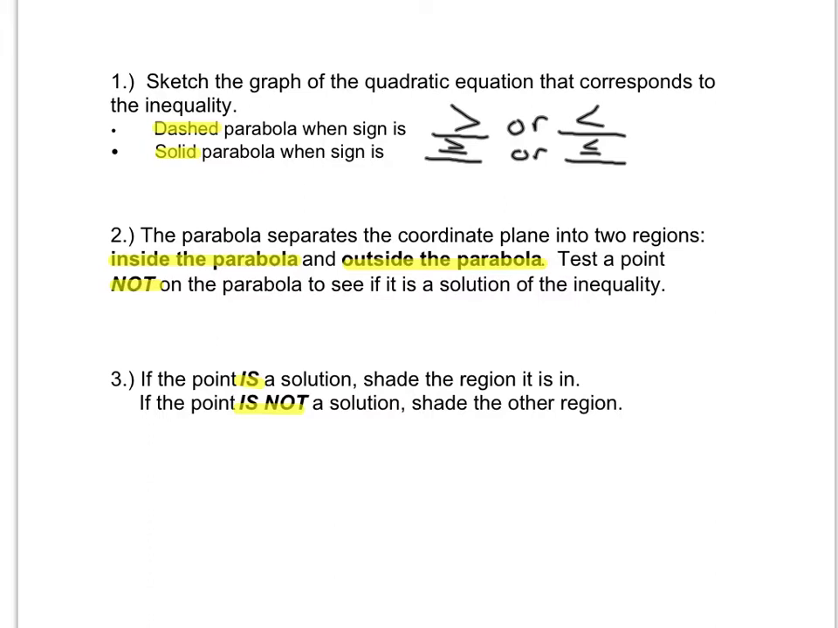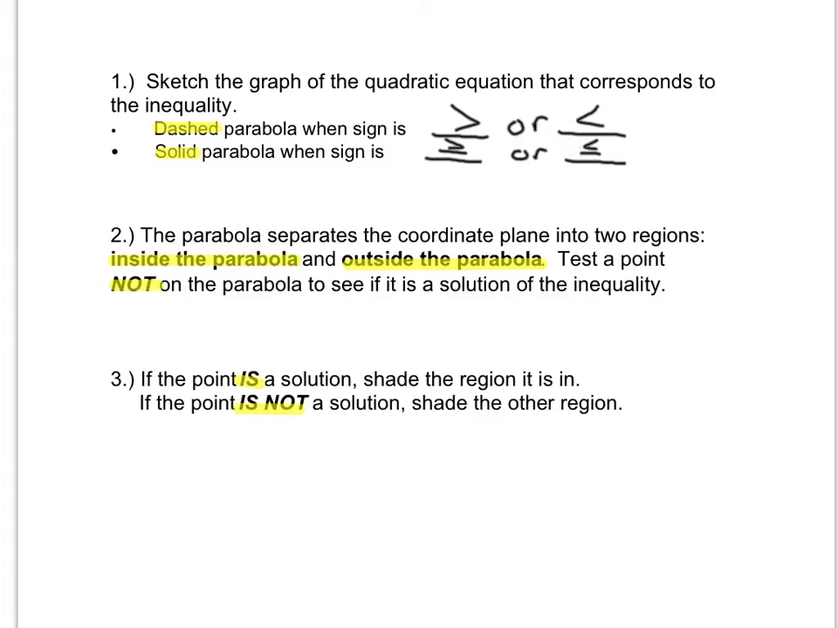So, step 1 is to sketch the graph of the quadratic equation that corresponds to the inequality. So we're going to pretend like, instead of the inequality signs, it's an equal sign. So we're going to find the vertex, and we're going to do a table of values and all that stuff, and we're going to make our parabola. But we have to decide if our parabola is going to be dashed or solid. And again, it's dashed when the sign is greater than or less than, and it's solid when the sign is greater than or equal to or less than or equal to.